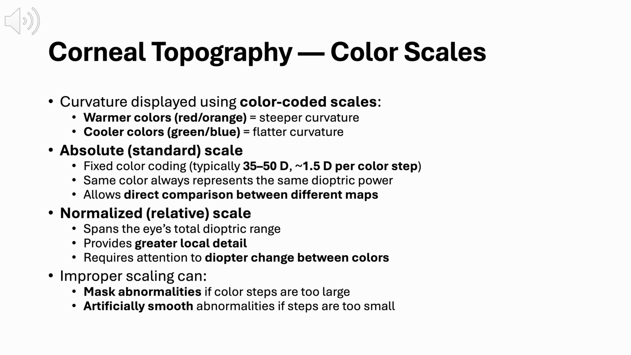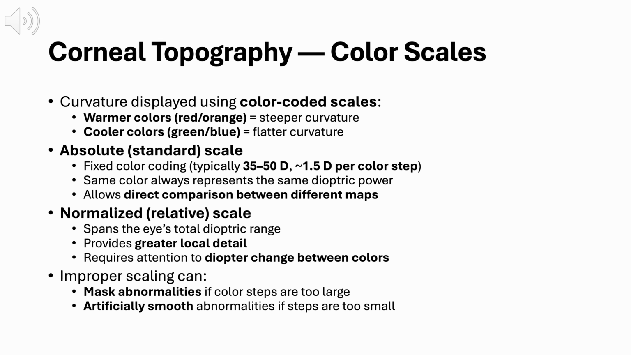With an absolute or standard scale, the color coding is fixed. Typically, the scale runs from about 35 to 50 diopters, with roughly 1.5 diopters per color step. The key advantage is that the same color always represents the same dioptric power, which allows direct comparison between different maps, different eyes, or different visits.